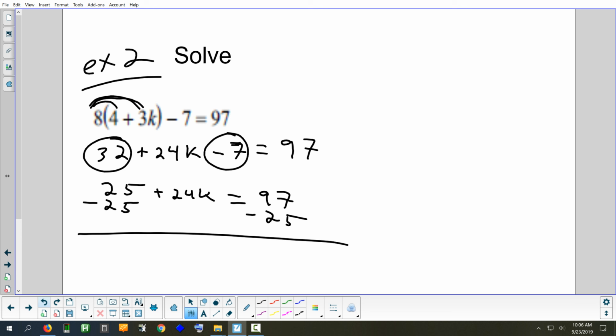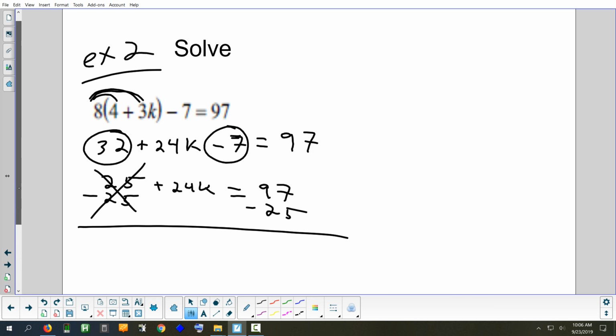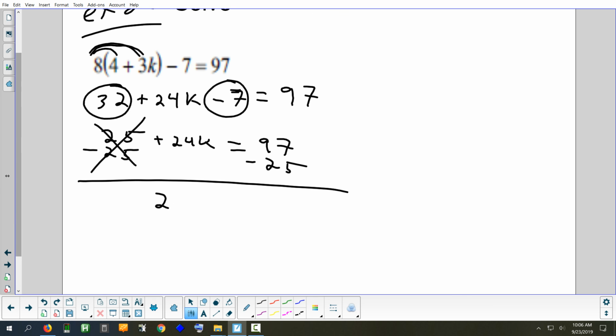Leilani, 25 minus 25 cancels out and gives me 0. It's gone. Okay. Maya, what's still on the left-hand side? The 24k. Yep, still got the 24k. And 97 minus 25 is 72. Let's see, 7 minus 5 gives me 2, 9 minus 2 gives me 7. Nice. Okay, so now we've done adding and subtracting.